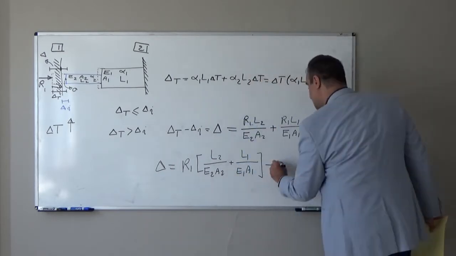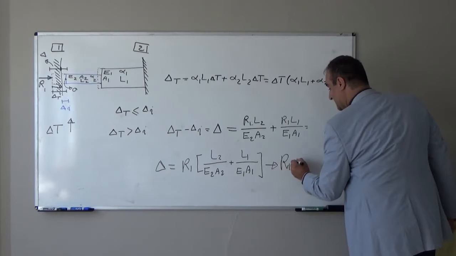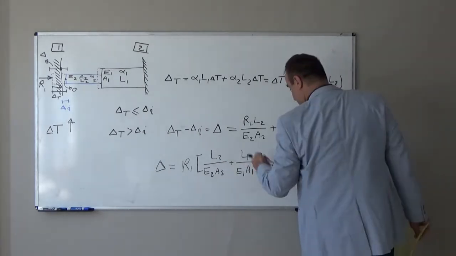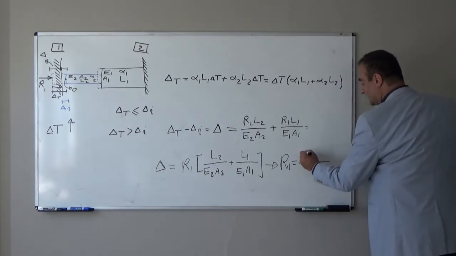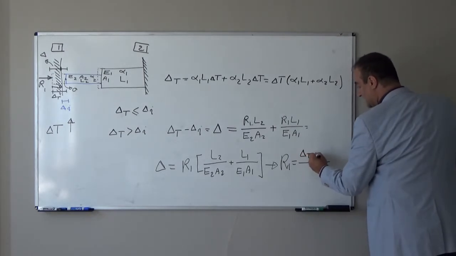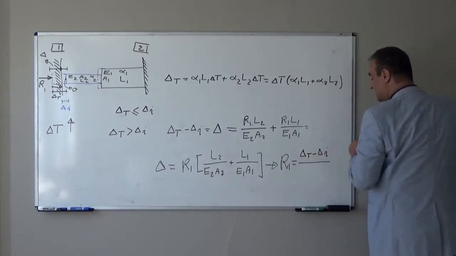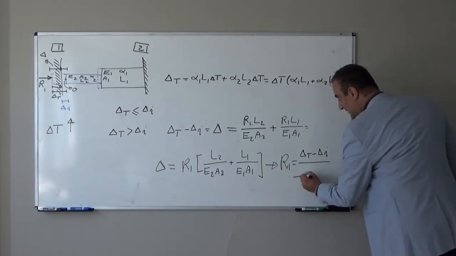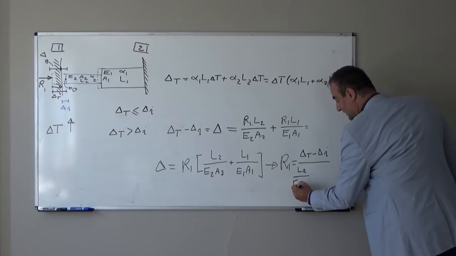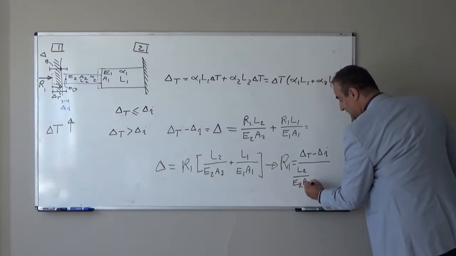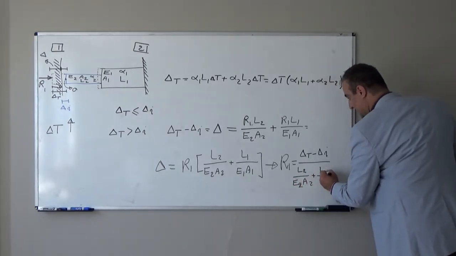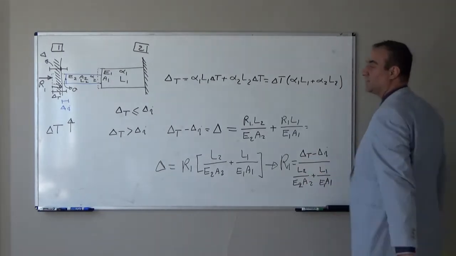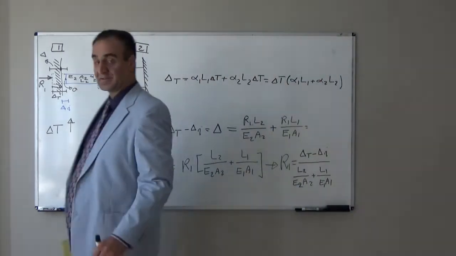So I can write delta is equal to R1 times (L2 over E2 A2 plus L1 over E1 A1). From here I can find R1. R1 will be delta divided by this term, and because delta is equal to delta T minus delta initial gap value, R1 equals delta divided by (L2 over E2 A2 plus L1 over E1 A1). So we can find the reaction.